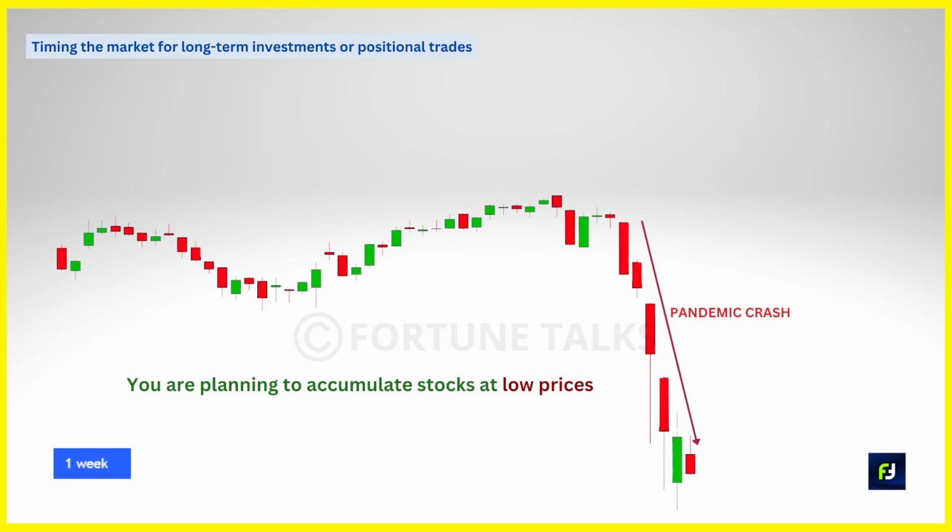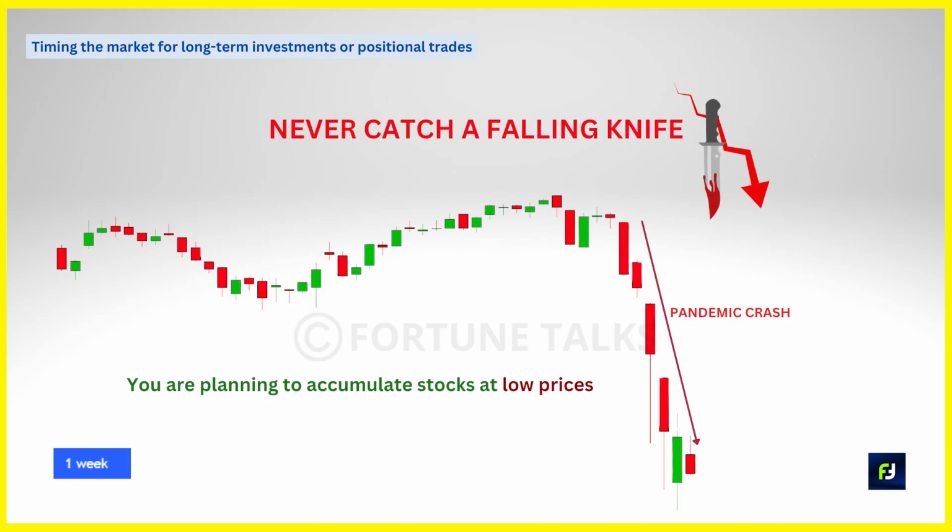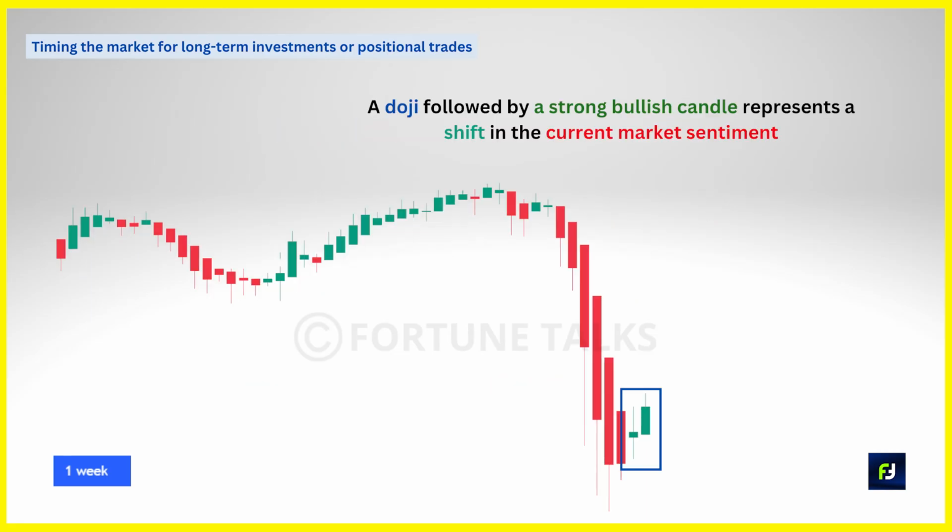But then you have to remember one of the golden rules in the market. It is never to catch a falling knife. You should hope for at least some bullishness before you enter the market. Now what should we do? Now you could just take a look at the Heikin Ashi version of the same Nifty chart, and you will clearly see a shift in the market sentiment as represented by a doji candle, which is followed by a bullish candle. Now you can consider accumulating your positions from this point onwards.